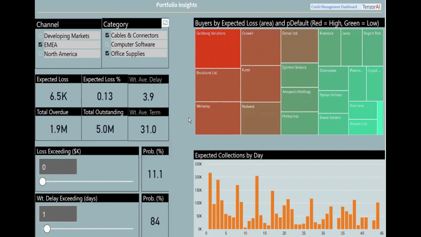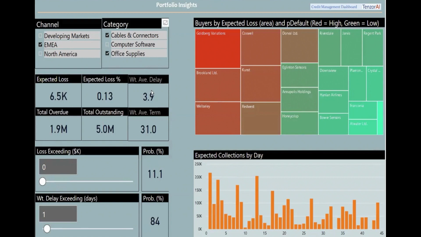What it produces for me is several things. It produces expected loss. So what are my likely losses on this portfolio? That will be in currency units, and it will also be in percentages. It will also show me my average delay. On average, I will be 3.9 days late.